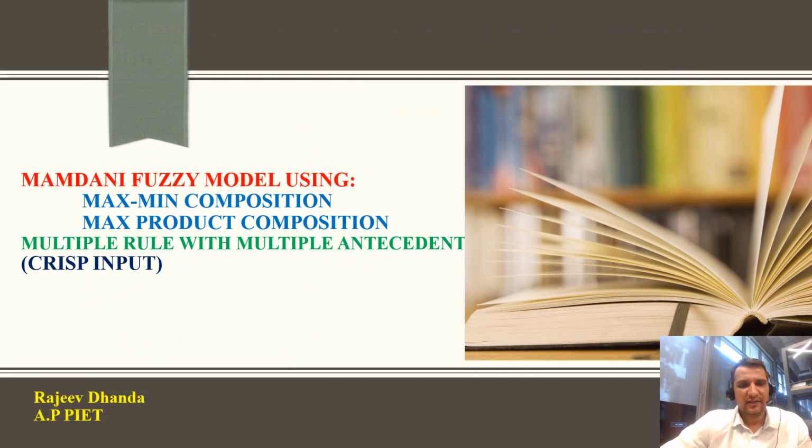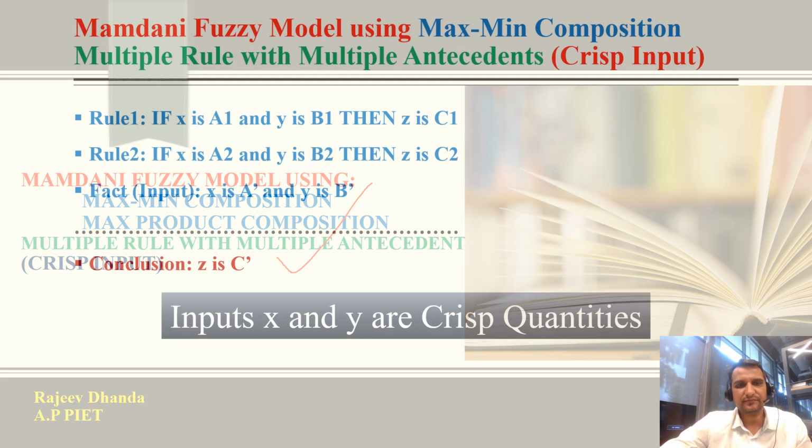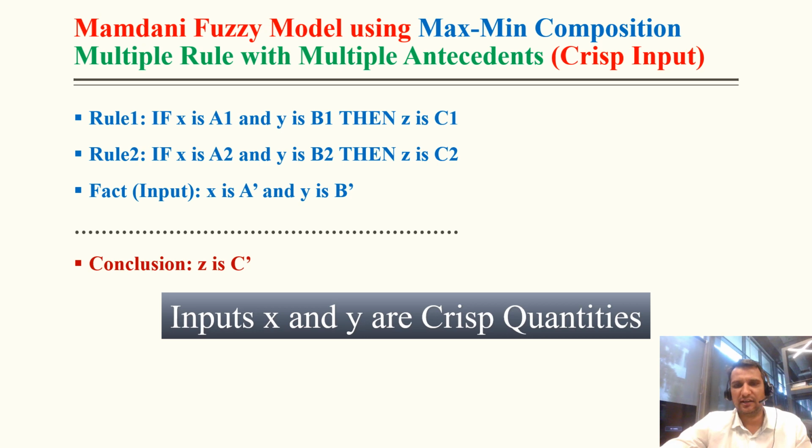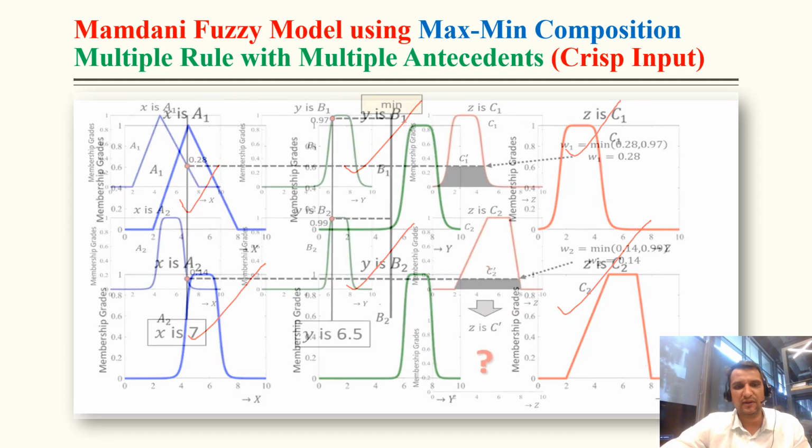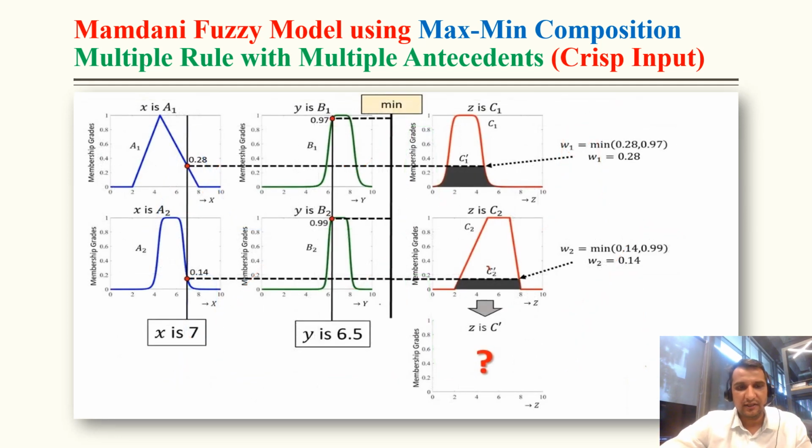Now for the same crisp input, multiple rule with multiple antecedent. So the only difference right now is x is a1, y is b1, z is c1, again x is a2, y is b2, z is c2. This is known to us, we want to calculate. Now if x is 7, degree of compatibility is 0.28, in this case 0.97. So it is the max min composition, therefore out of 0.28 and 0.97, the minimum value is 0.28.